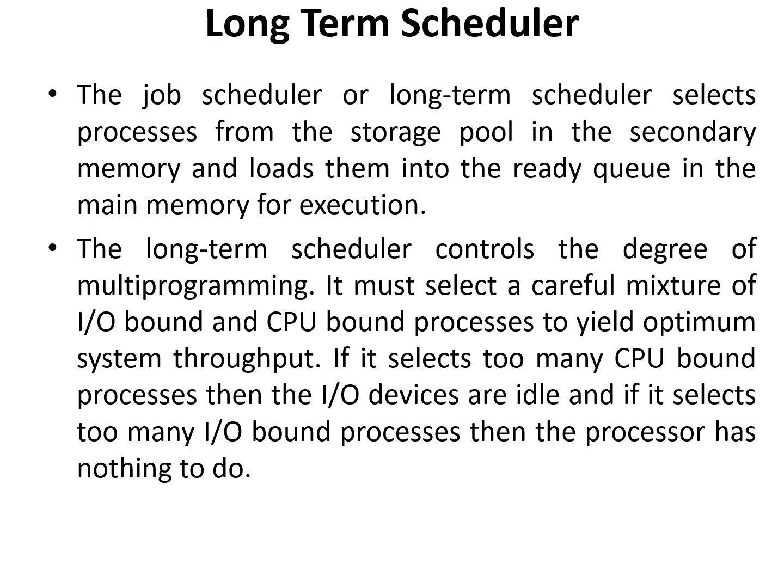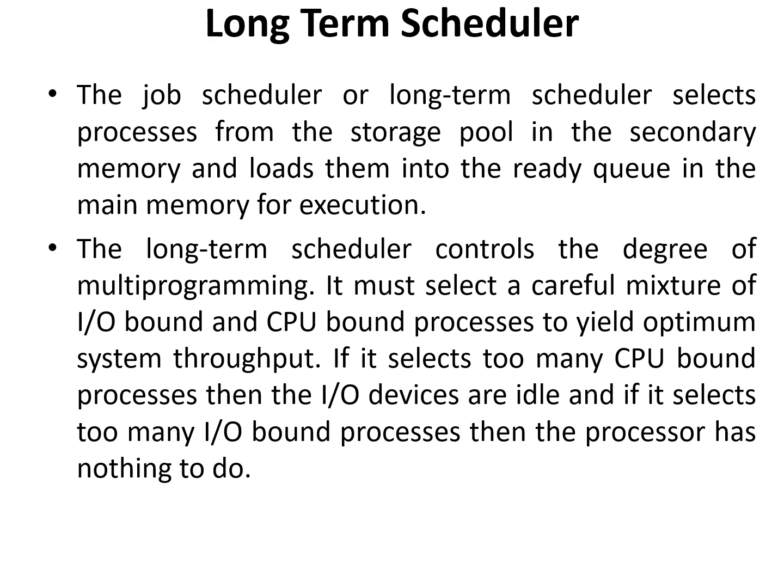What is the long-term scheduler? The job scheduler or long-term scheduler selects a process from the storage pool in the secondary memory and loads it into the ready queue in the main memory for execution. We write a lot of programs in the computer, and all of them are stored in secondary storage. To execute them, we move them from secondary memory to main memory. That is the job of the long-term scheduler.